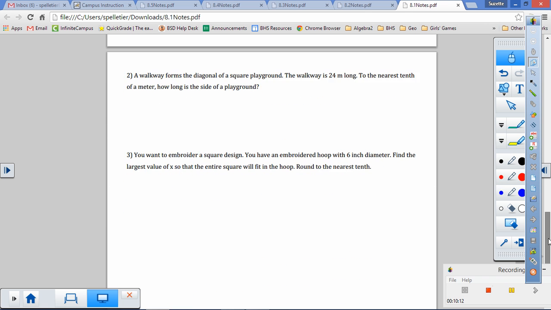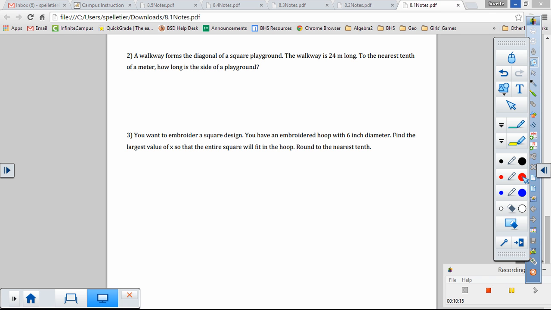So let's go ahead and scroll and look at the next two very quick questions. So we'll move the page up. We have these two quick questions to do. A walkway forms the diagonal of a square playground. The walkway is 24 meters long to the nearest tenth of a meter. How long is the side of the playground? So the walkway forms, here's my playground, the walkway forms the diagonal. Okay? The walkway is 24 meters long. To the nearest meter, how long is the side of the playground?